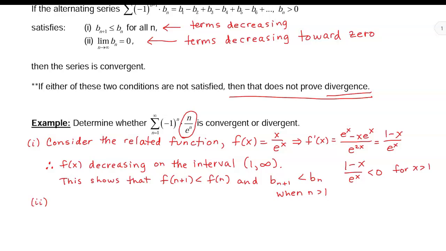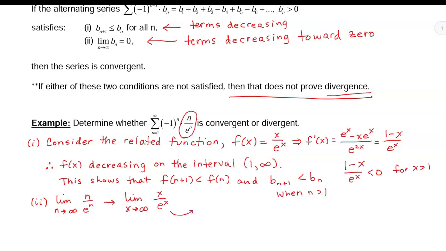Let's check condition 2. We will take the limit as n approaches infinity on the nth term, n over e to the n. In doing so, I will need to consider the related function as x goes to infinity of x over e to the x, because there is an infinity over infinity situation. So we have an indeterminate form happening when we take the limit.